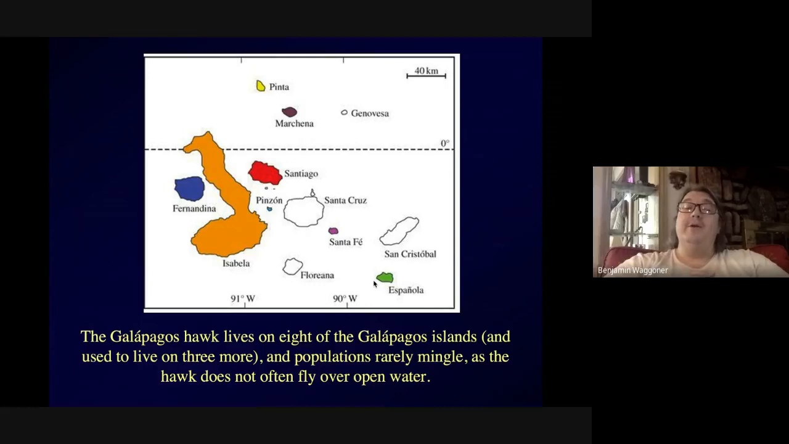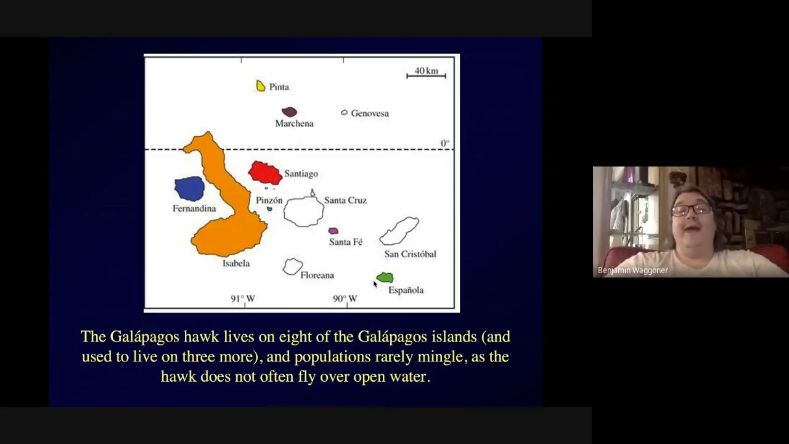Now, the Galapagos hawk is descended from American hawks. Swainson's hawk is the closest relative. It's descended from American hawks that colonized the Galapagos. It lives on 8 of the islands, the ones that are color-coded here. And populations of the Galapagos hawk rarely mingle because hawks don't like to fly over open water.